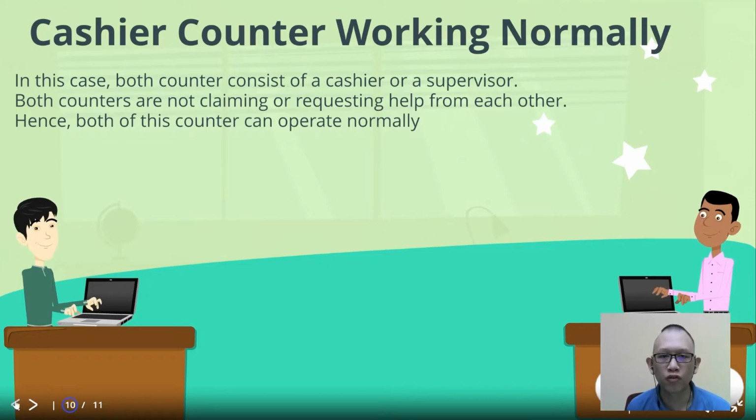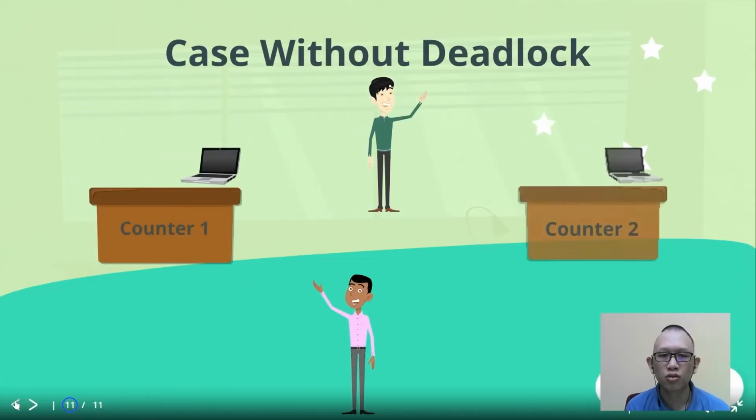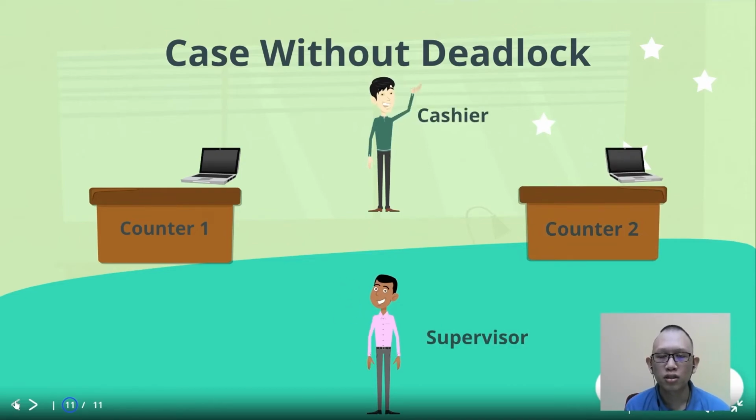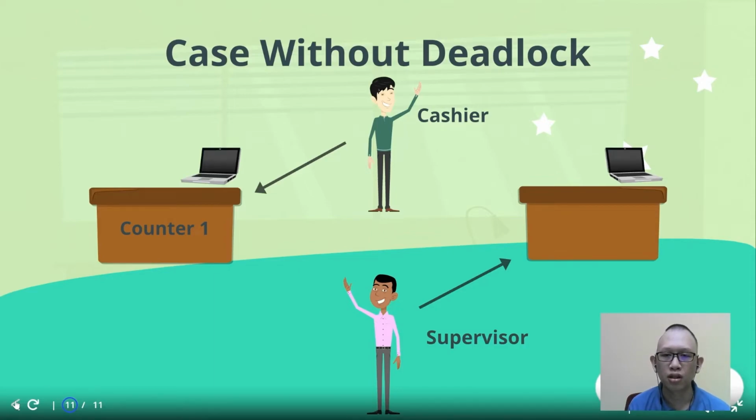Over here, I've converted the situation into a resource allocation graph. A cycle in a graph implies that the system is in an unsafe state where deadlock might occur. But in this case, you can see that the cashier is being assigned to counter 1 and counter 2 is holding the supervisor. As you can see over here, no cycle occurs. Therefore, the system is in a safe state and deadlock doesn't occur.